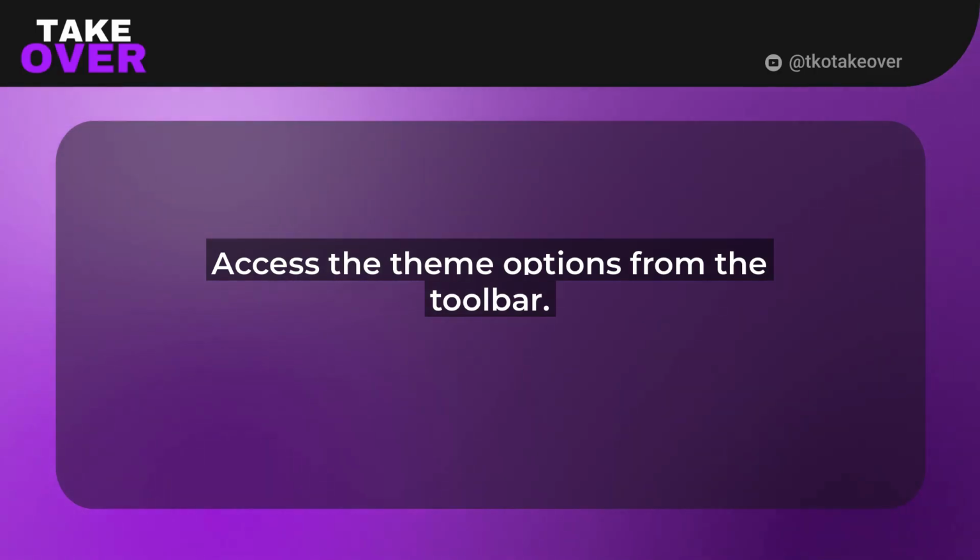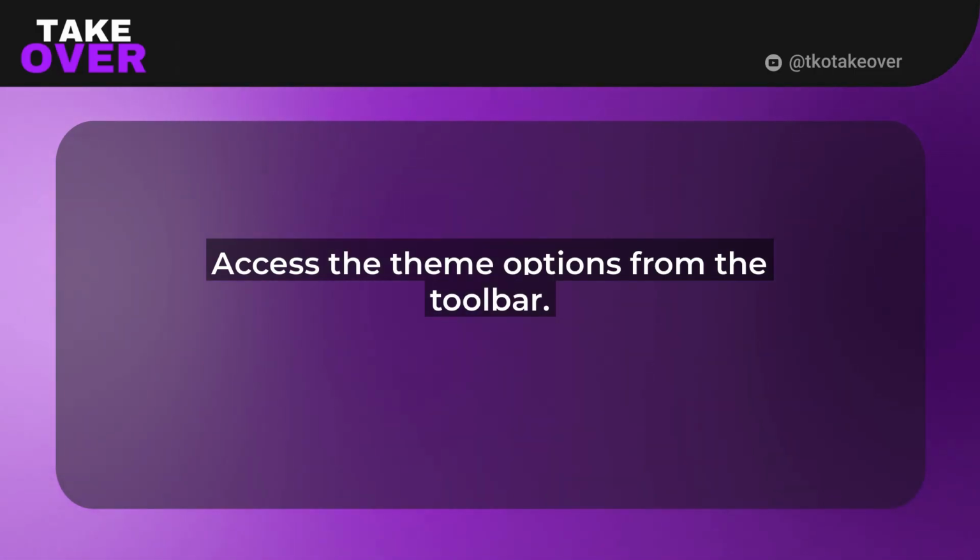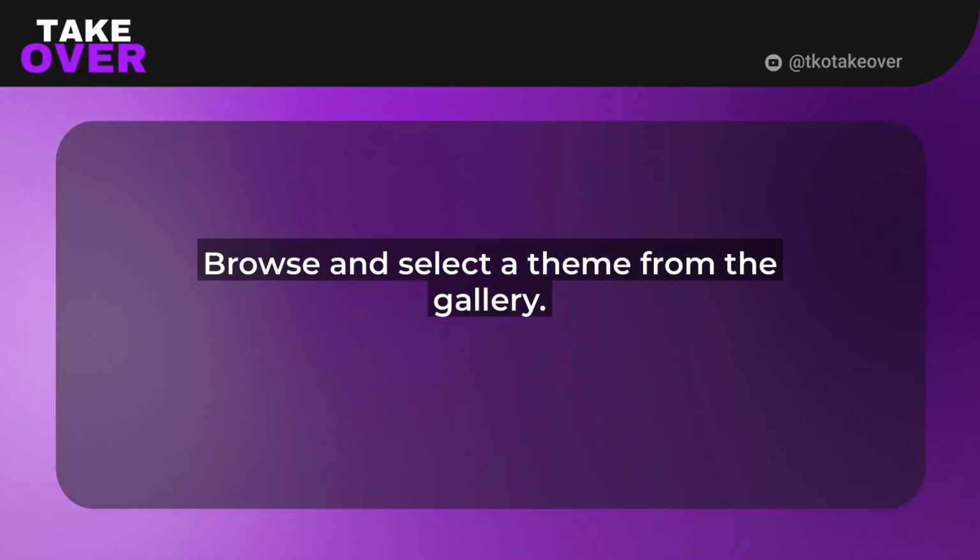To change the theme, head over to the toolbar at the top. Click on the Theme option, which is usually represented by a paint palette icon or found under the Slide menu. This will open up the theme gallery, showcasing a variety of pre-designed templates.